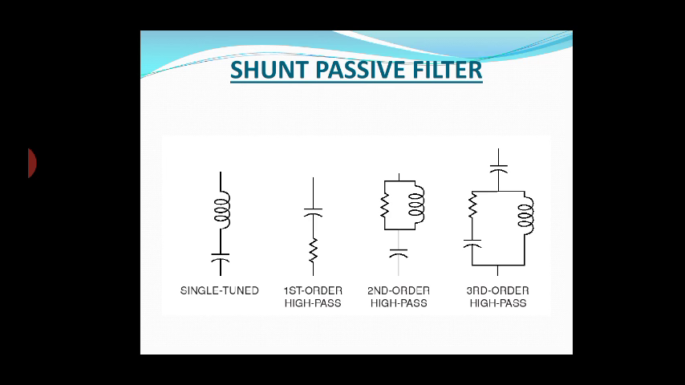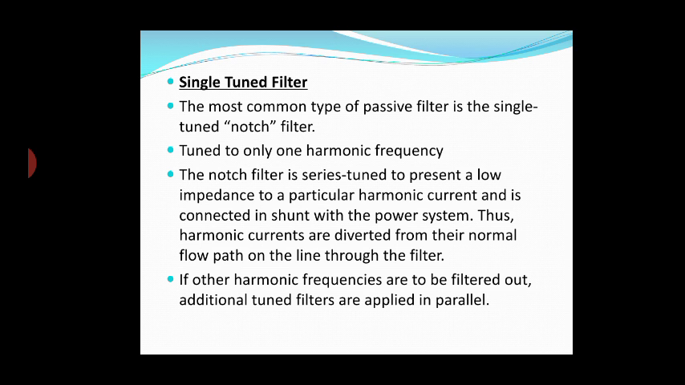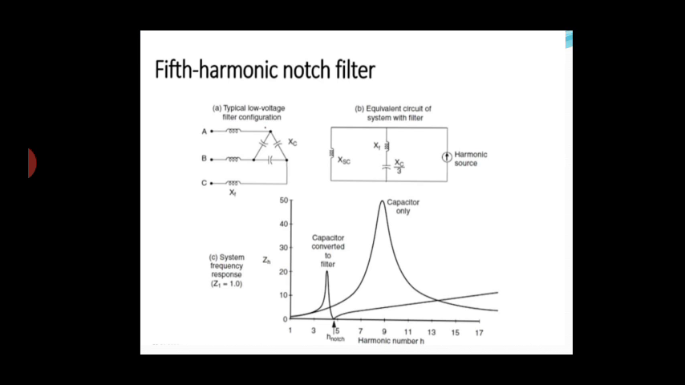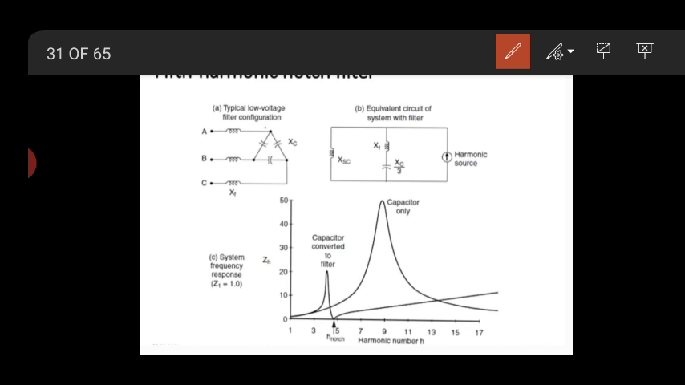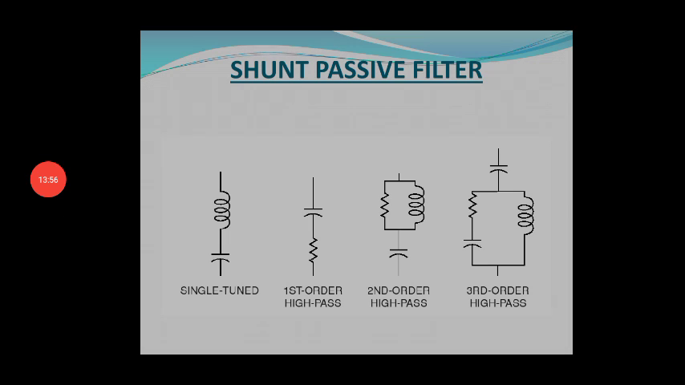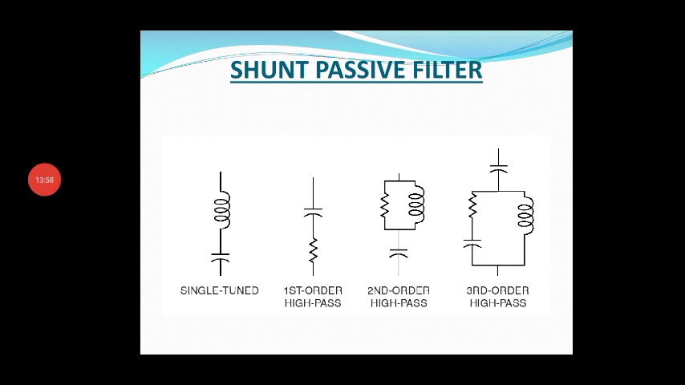The resistors which we use here are mainly for damping, that is, to damp the oscillations. So the resistor which we use here is only for damping purpose.